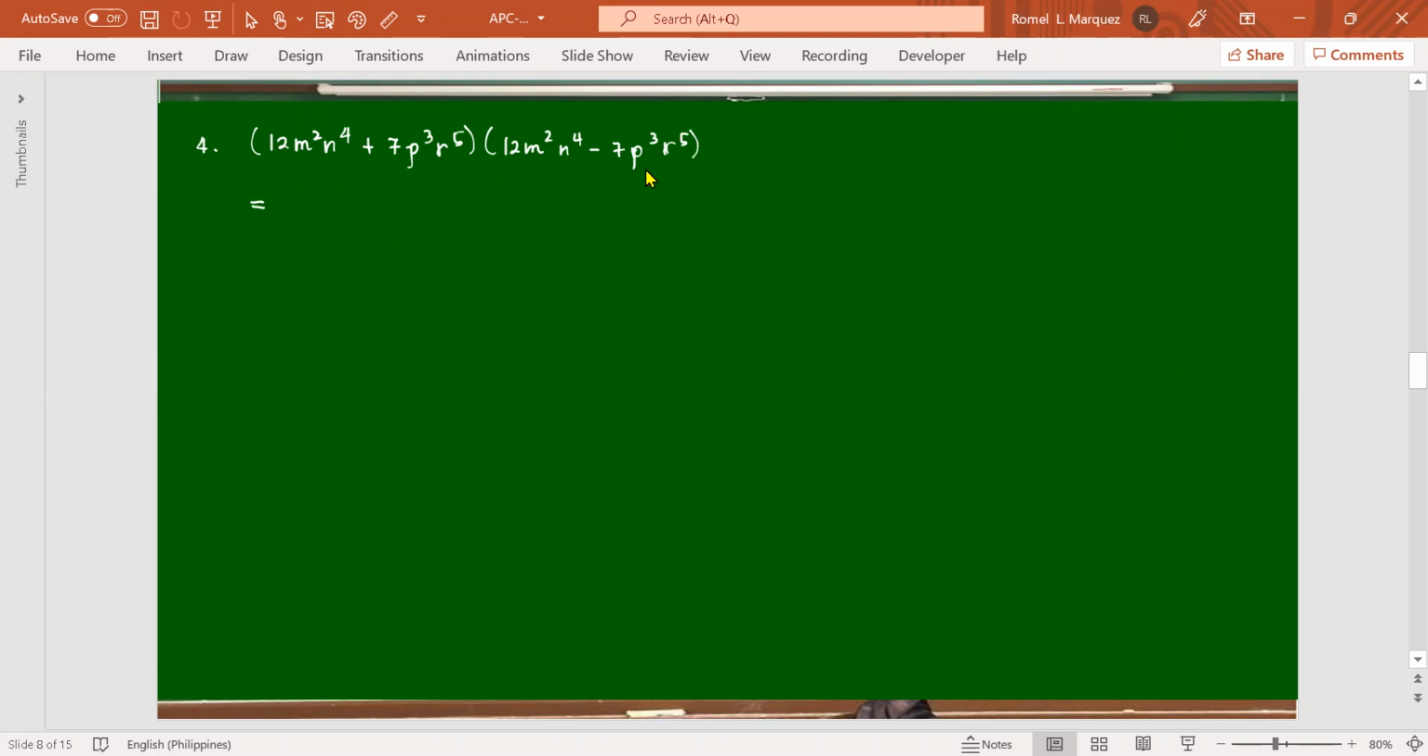Is it the a plus b, a minus b form, guys? Yes, no? So the product is the square of the first term, 144 m to the fourth n to the 8, minus the square of the second, 49 p to the 6 r to the 10. That's it. Clear, children?